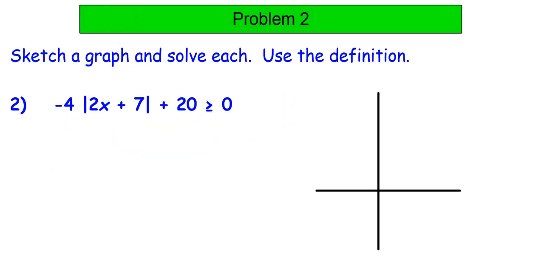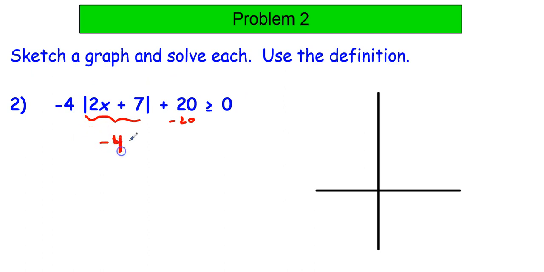All right, so let's check out a second example. I'm going to go a little faster on the second example here. So first things first, we always isolate the absolute value. So there's our absolute value. So I need to subtract 20. And when I do that, I'll get a -20 over here. And then I need to divide by that -4.